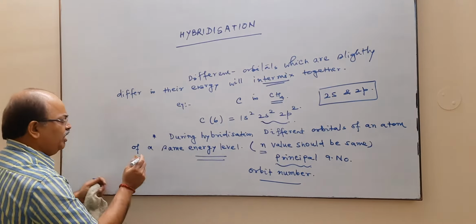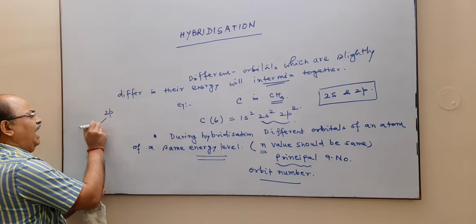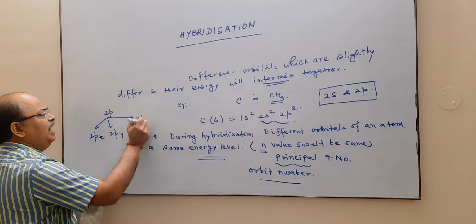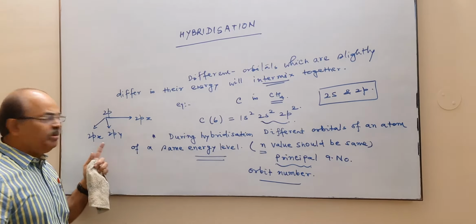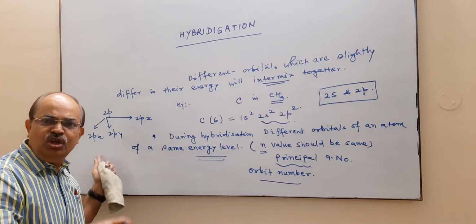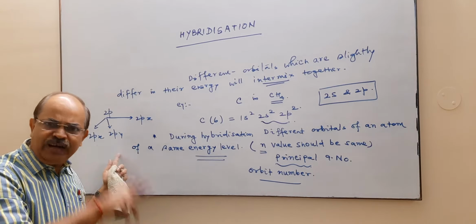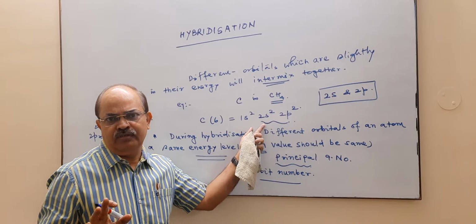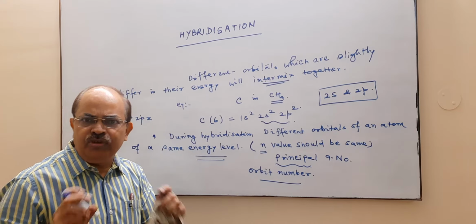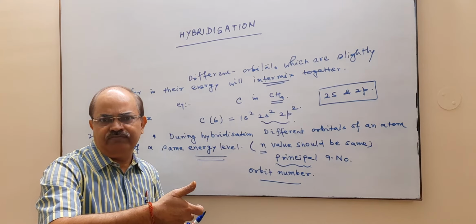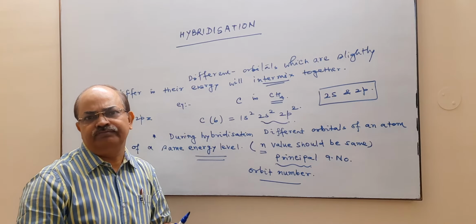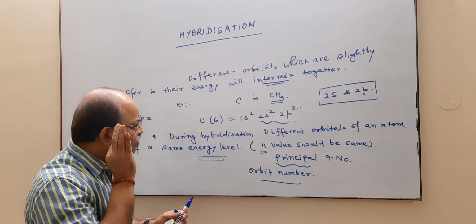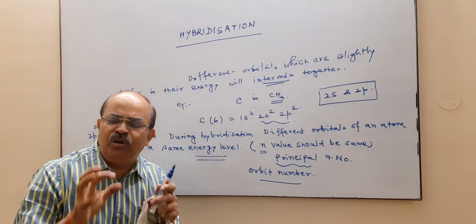Now again in 2p we have 2px, 2py and 2pz. तो 2px, 2py और 2pz इन तीनों की एनर्जी सेम है, but their energy is different from your 2s. So only orbitals which differ slightly in their energy will intermix together. ठीक है? And that must belong to the same principal quantum number or same orbit.